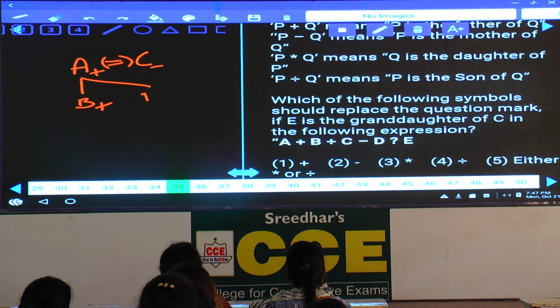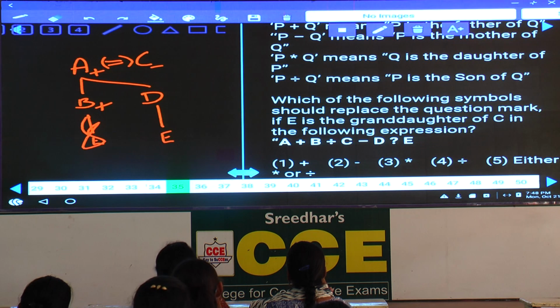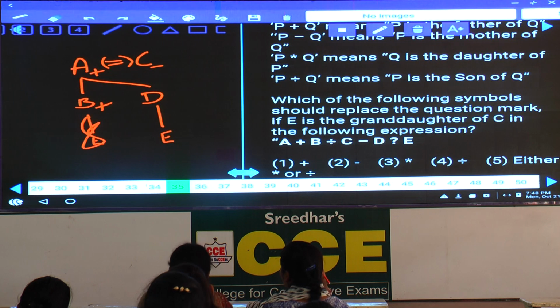Now this C is the mother of D. D is here. Then what is the other information we have? D and E. Now D and E, finally we should have E is the granddaughter of C. As E is the granddaughter of C, hence this E must be, no, D is already there, and this E must be the child of this D. E is the daughter of D, hence in this one E is the daughter of D.